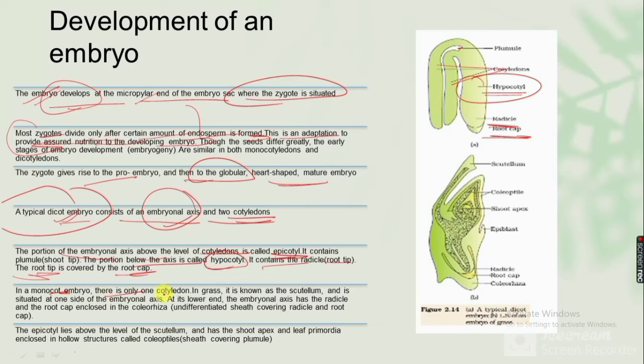In a monocot embryo, there is only one cotyledon, and in grass it is known as scutellum. It is situated at one side of the embryonal axis, and at its lower end the embryonal axis has the radicle and root cap. The epicotyl lies above the scutellum and has the shoot apex. Leaf primordia are enclosed in a hollow structure known as coleoptile.